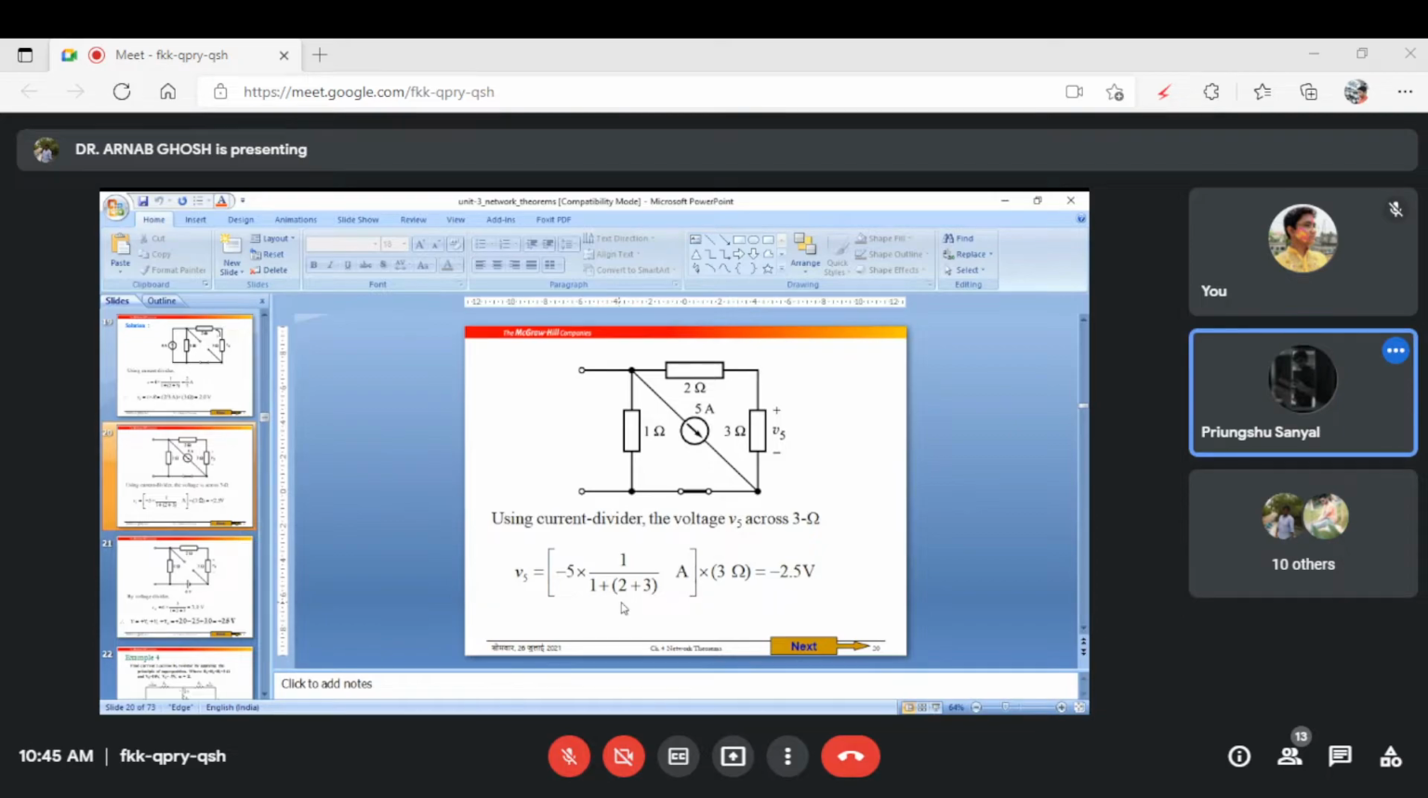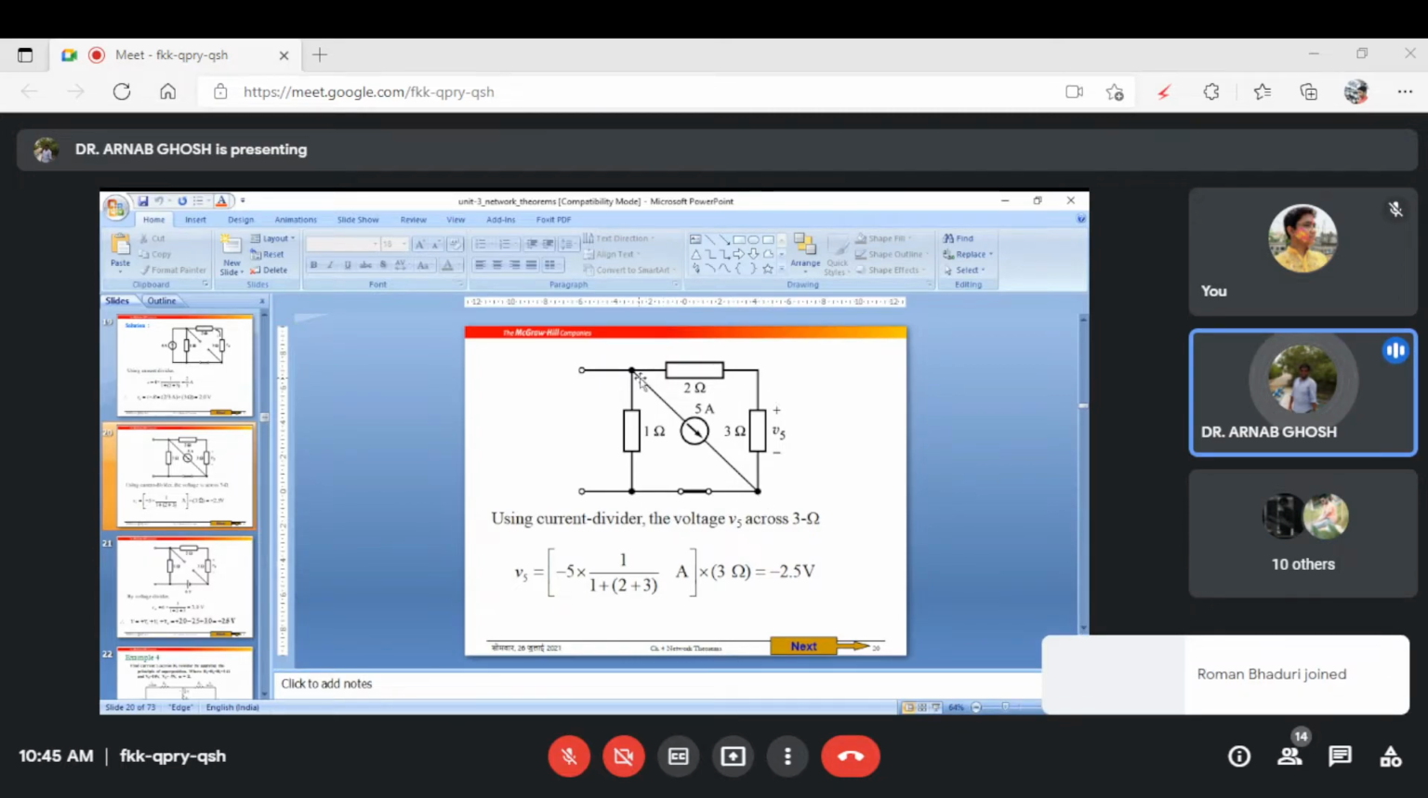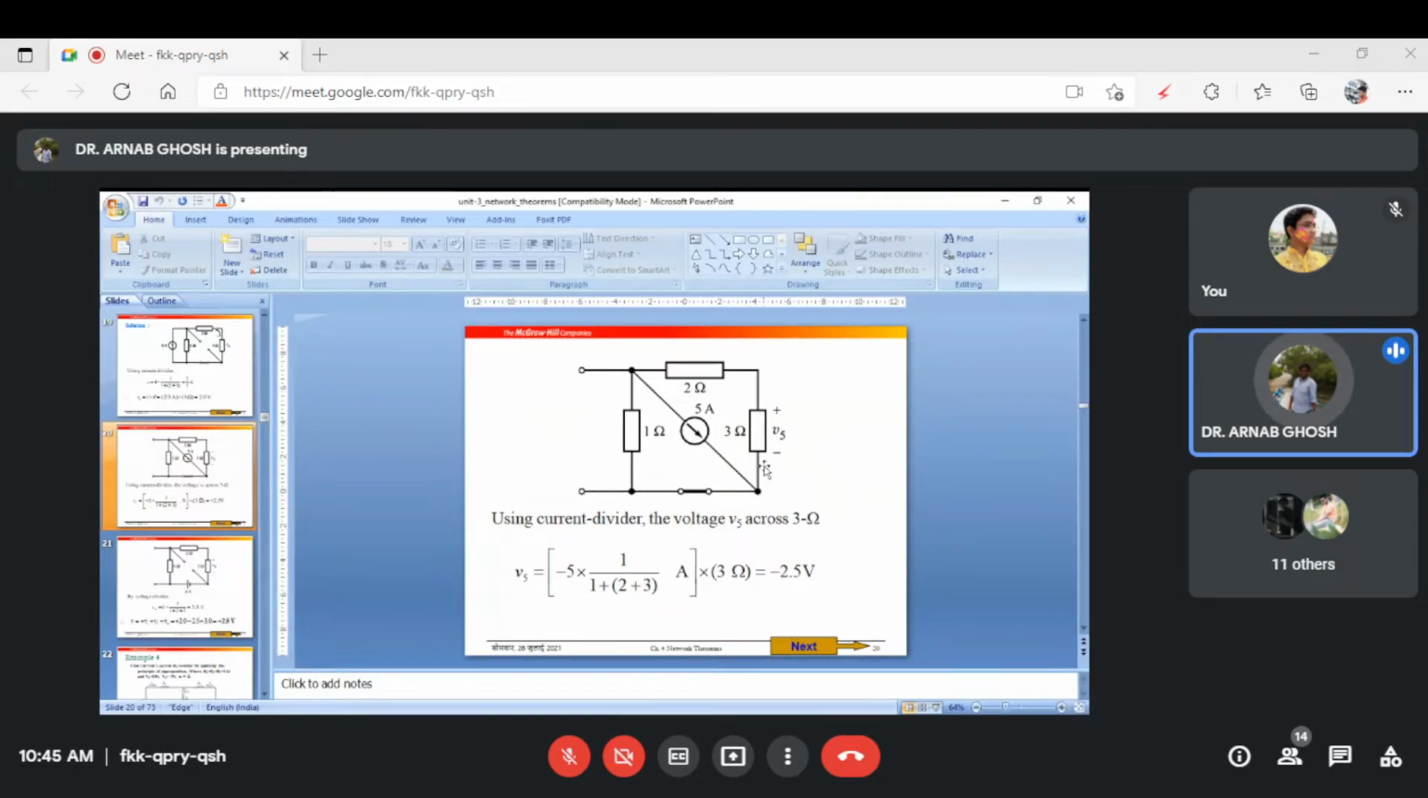Okay, see, first just calculate the current across this 3 ohm and 2 ohm part. So this 5 ampere current is getting divided into 2 parts. One is through this 1 ohm branch and another is through this 3 ohm and 2 ohm branch. So we have to calculate the current across this 3 ohm and 2 ohm branch. How do you calculate this current? You apply the current divider rule. What is the current divider rule? If you are calculating the current across say R1, your equation will be I R2 by R1 plus R2. So we are applying this as it is.